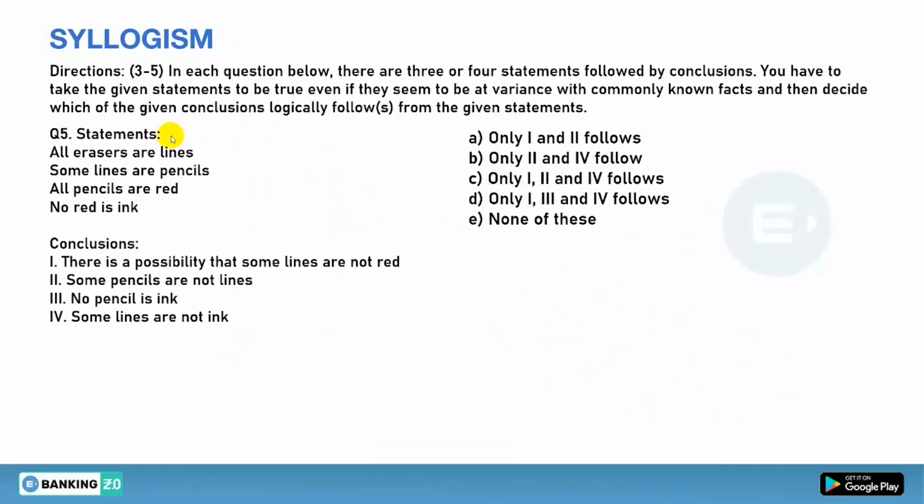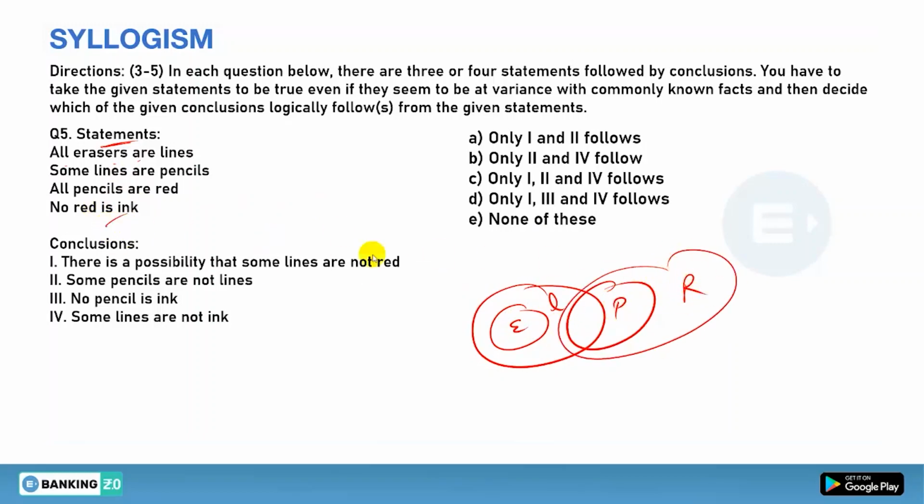Now, last question. All erasers are lines. Some lines are pencils. All pencils are red, and no red is ink. Now, there is a possibility that some lines are not red.